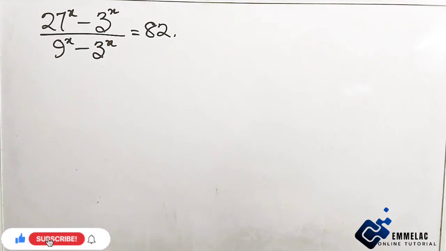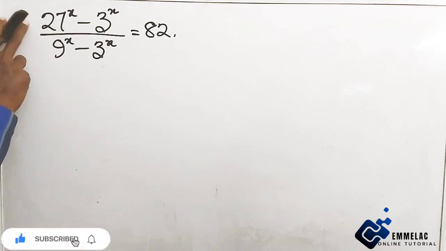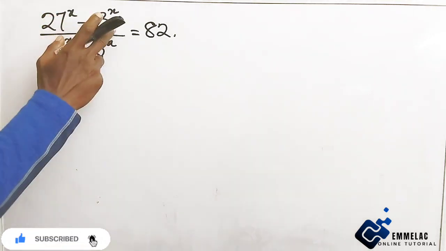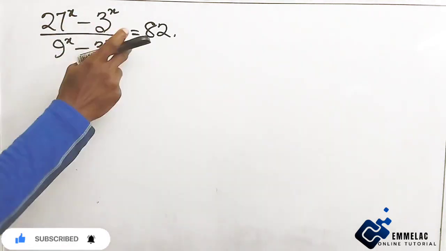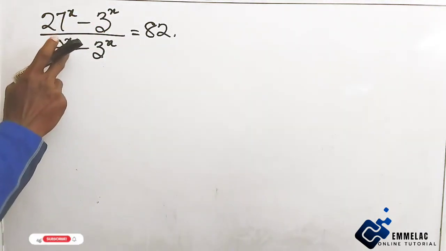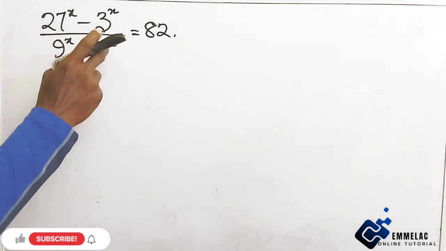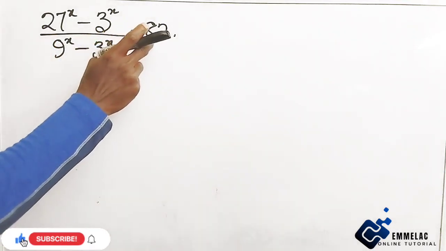Now let's look at this exponential equation and see how we'll solve and resolve this to get the solution for the equation. First of all, we can see we have 27 raised to the power of x minus 3 raised to the power of x, all divided by 9 raised to the power of x minus 3 raised to the power of x equals 82.